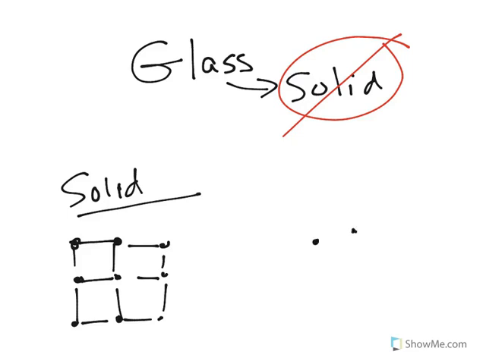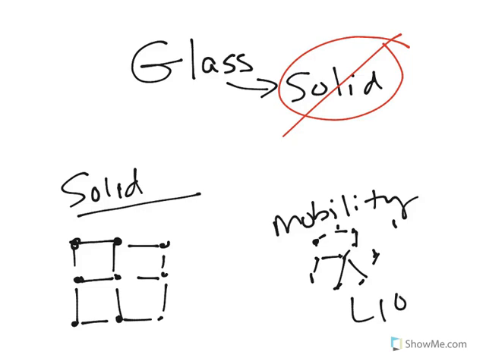When we look at a liquid, on the other hand, nothing is equal distance from each other. We have bonds here, but they're not rigid, so that allows for mobility, and that's what makes it a liquid.